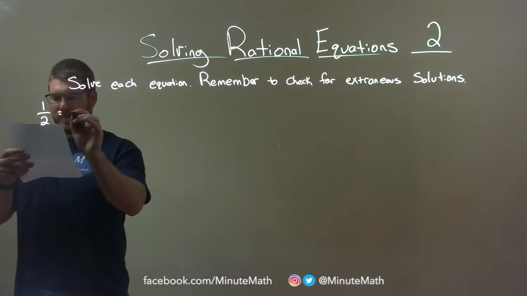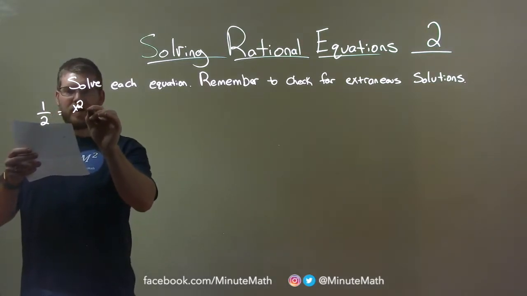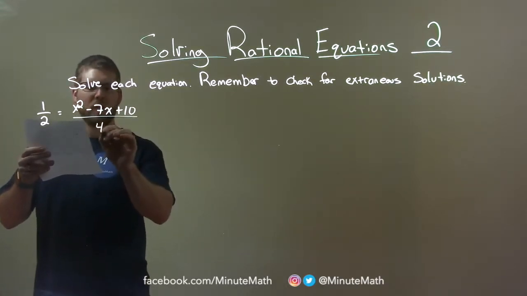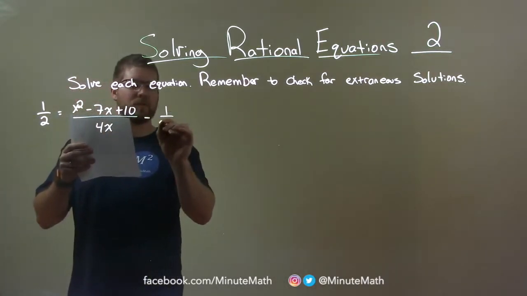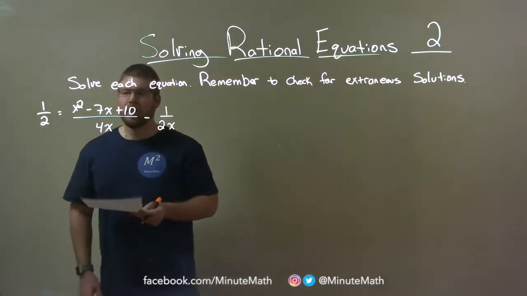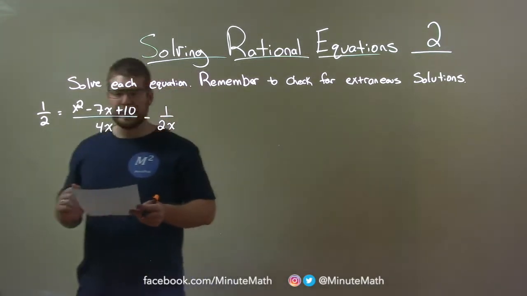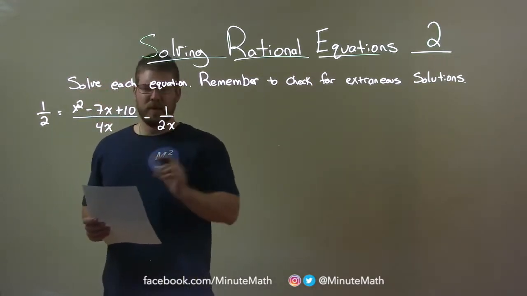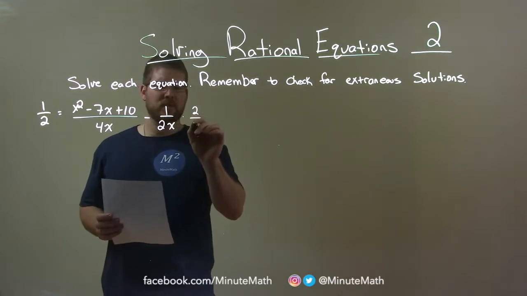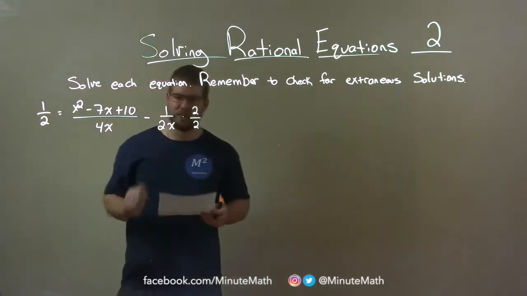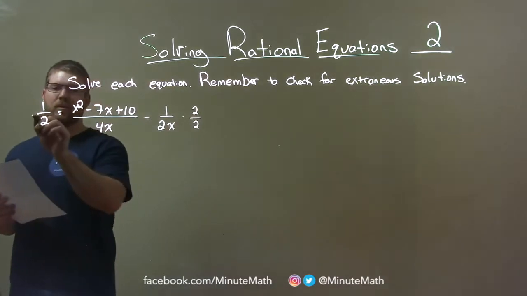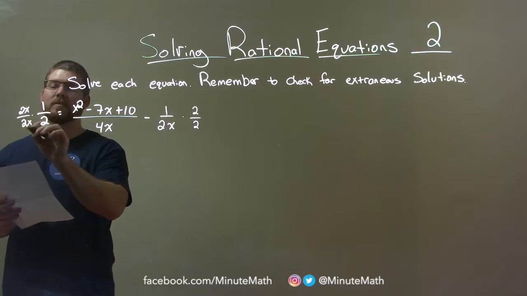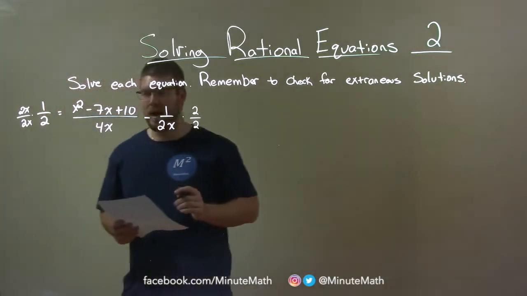1/2 is equal to x squared minus 7x plus 10 over 4x, and that's minus 1 over 2x. Well, I want to have the same denominator across the board here, and 4x looks the most complex. Well, the 2x can become a 4x if I multiply this by 2 over 2, right? 2 times 2x, that's 4x. The 2 can become a 4x if I multiply this by 2x over 2x. 2x times 2 is a 4x.